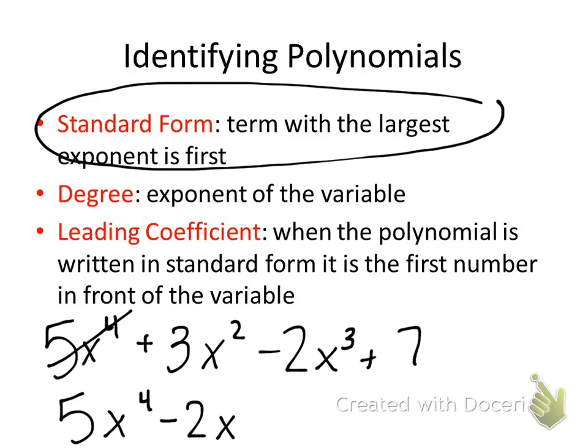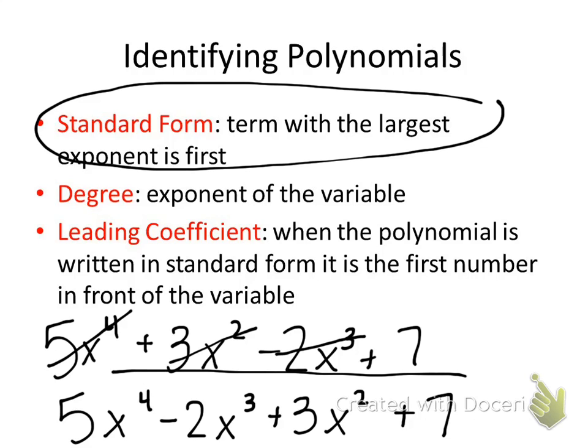Negative 2x cubed, because I have to go in descending order. What comes after that? 3x squared. And lastly, you always write your constants at the very end. They have no variable at all. They have to be at the very end. So if I were to say write your answer in standard form, it would have to look like this. The largest exponent has to come first, okay?